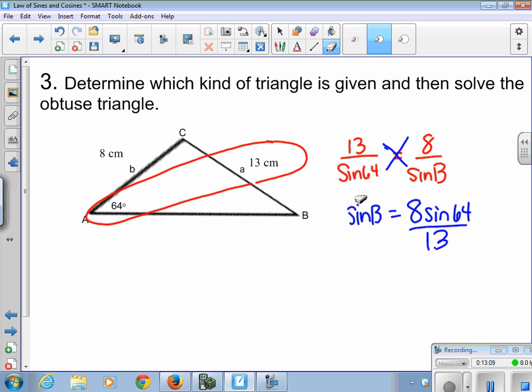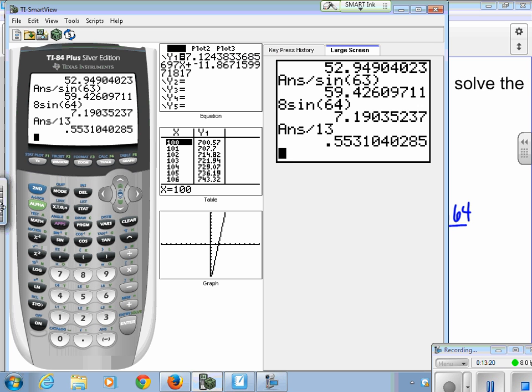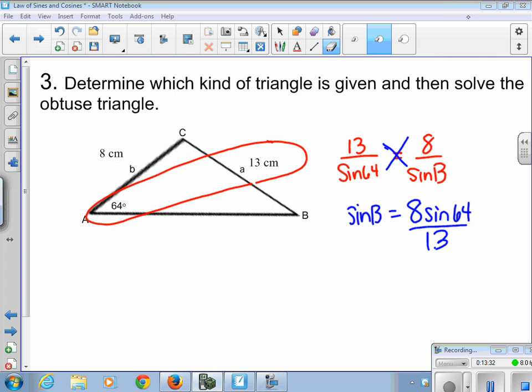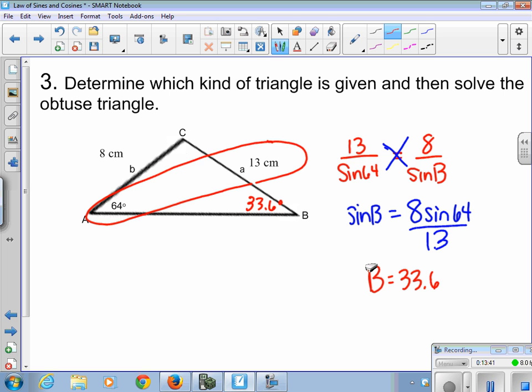Now, how did we get rid of sine before? I can't just divide by sine. What do I have to do to get rid of this? I have to do the inverse, exactly. So I've got to take the inverse of this right here. So I'm going to hit sine inverse, and then I'm just going to hit second answer so I don't lose all those decimals. So sine inverse of that gives me 33 point, I'm going to round it to 6. So angle B, big B, is 33.6. Does that make sense? So you just do the inverse.